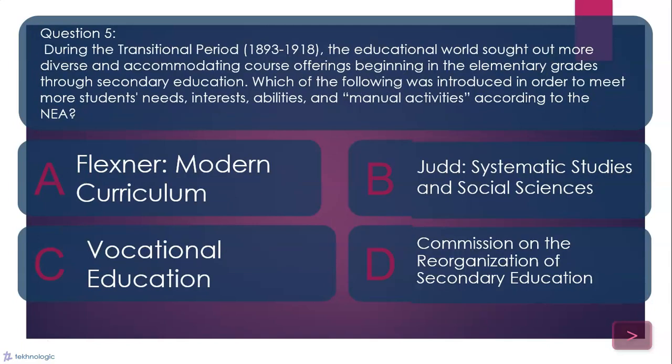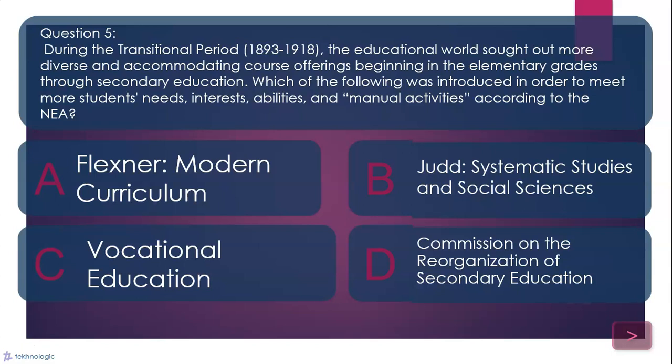Question 5. During the transitional period 1893 to 1918, the educational world sought out more diverse and accommodating course offerings beginning in the elementary grades through secondary education. Which of the following was introduced in order to meet more students' needs, interests, abilities, and manual activities according to the NEA? Is the correct answer A. Flexner, Modern Curriculum, B. Judd, Systematic Studies and Social Sciences, C. Vocational Education, D. Commission on the Reorganization of Secondary Education?